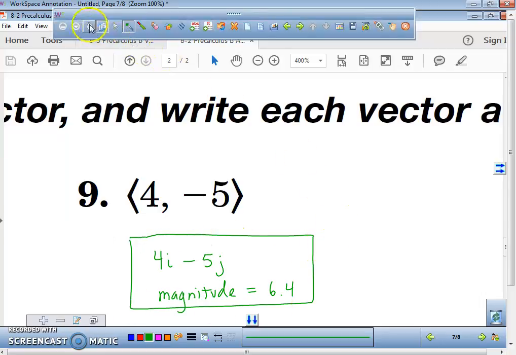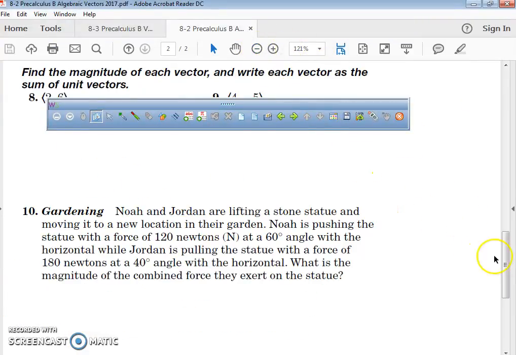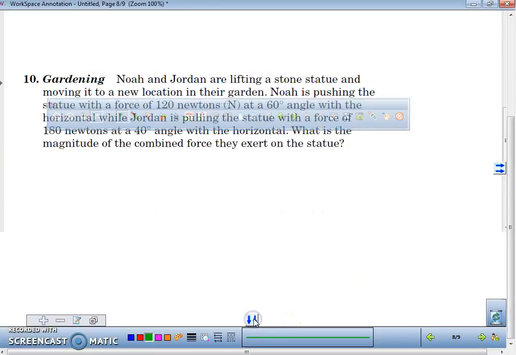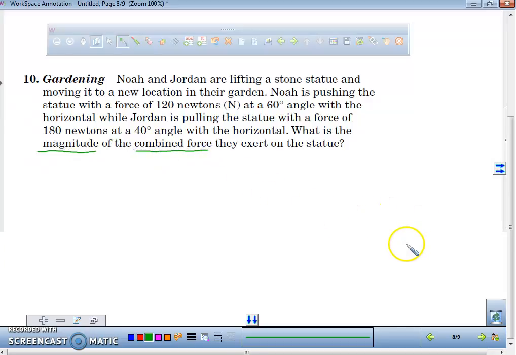Okay? Now what we're going to do, we're going to do one word problem together. We're going to look at problem number 10. We're going to make a drawing based off of it. So make sure you do this drawing with me. Okay? It says, Noah and Jordan are lifting a stone statue and moving it to a new location in their garden. Noah is pushing the statue with a force of 120 newtons at a 60-degree angle with the horizontal, while Jordan is pulling the statue with a force of 180 newtons at a 40-degree angle with the horizontal. What is the magnitude of the combined force they exert on the statue?